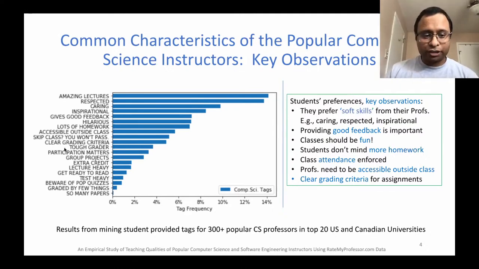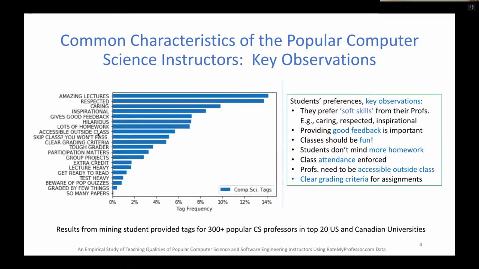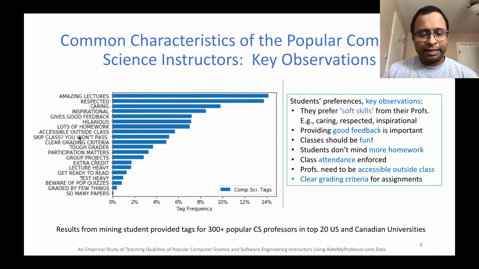They don't mind giving a lot of homework from their professors, but they also mentioned that they were accessible outside the class. And you might also notice that if you skip the class, probably you won't pass those professors' courses, and they have clear grading criteria. Now, since we are all software engineering professors, we care about software engineers, right?